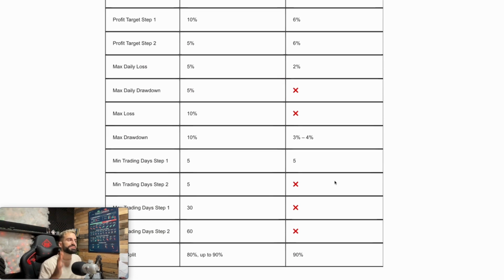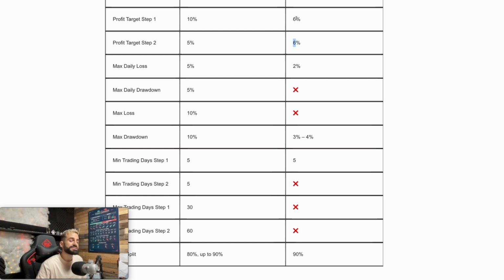Let's focus on comparing the two-step rules, because Topstep only has two-step. For FundedNext, you need to get 10% at step one and 5% at step two, before you lose a maximum of 10%. But for daily loss, you cannot lose more than 5% daily. Topstep has 6% at step one and step two, with maximum drawdown at 3 to 4%, and a maximum daily loss of 2%.